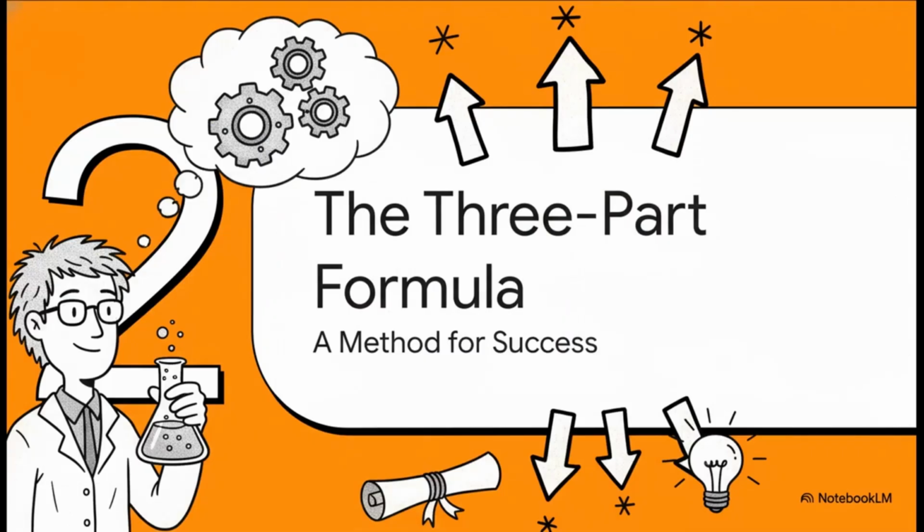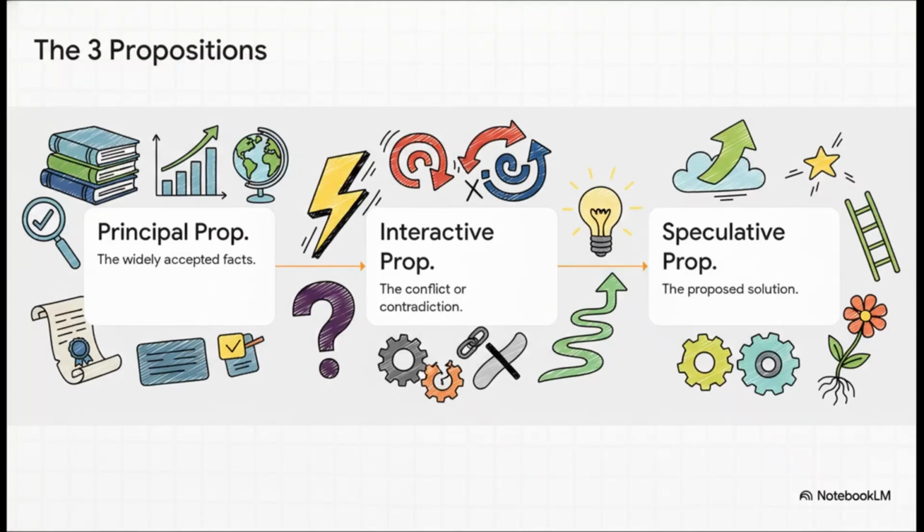Okay, are you ready for the secret sauce? This is it. This simple 3-part formula is a total game changer, and it's going to make writing your problem statement so much easier. Honestly, just think of it like you're telling a short story. Every good story has these parts, right? You start with the facts, then you introduce a conflict, and finally, you propose a solution. Facts, conflict, solution. It's this simple narrative that makes your research idea so easy to understand and so compelling. Let's break each one down.